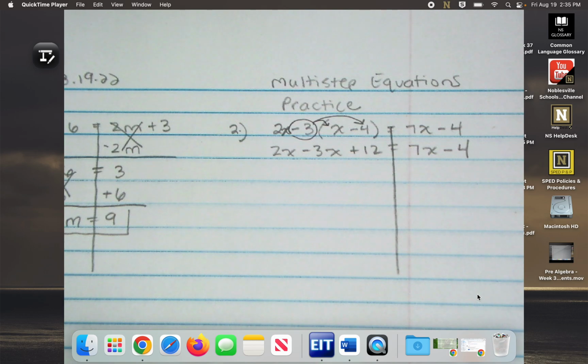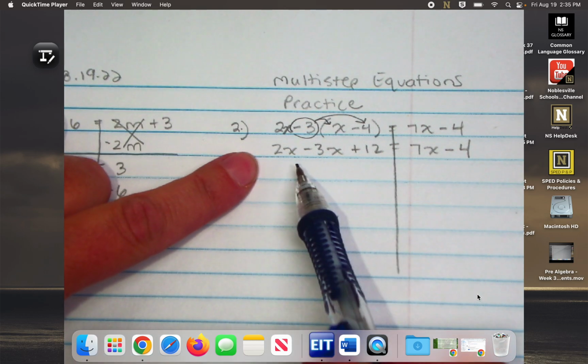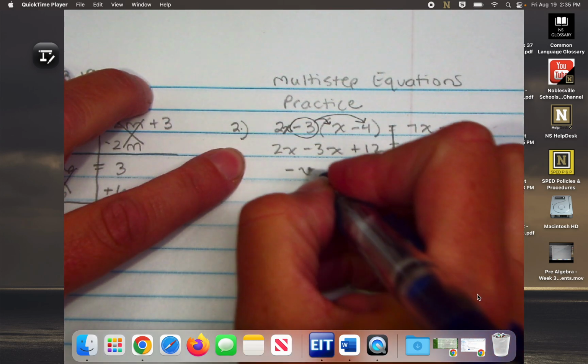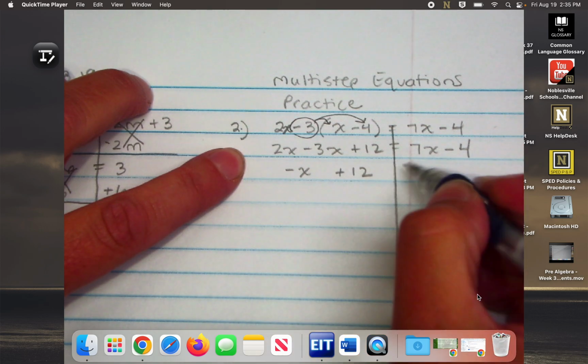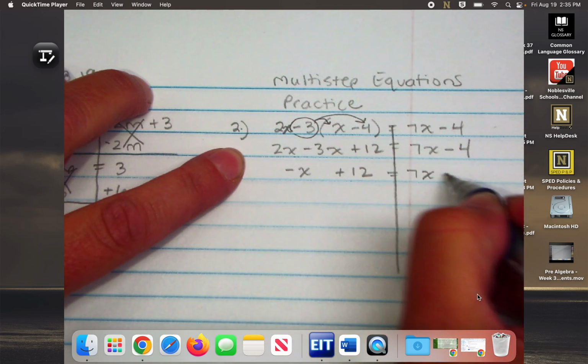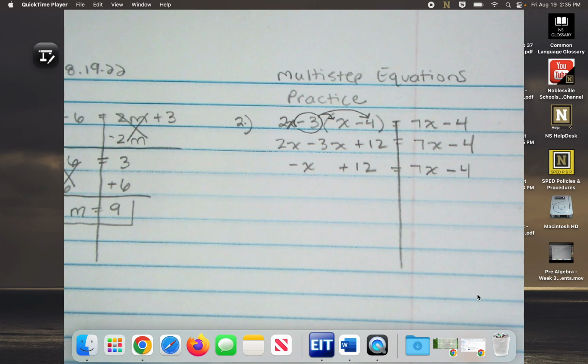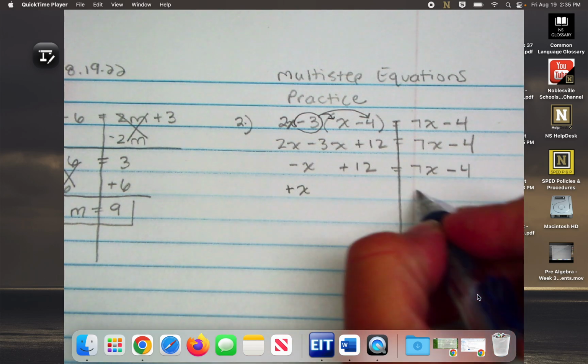And then what do I have to do? Combine like terms. So I have the 2x minus the 3x, negative x, plus 12 equals 7x minus 4. Now I have variables on both sides, so I have to move one of those terms. Which one am I going to move? What do you think, Addison? Right, I'm going to add this to both sides.